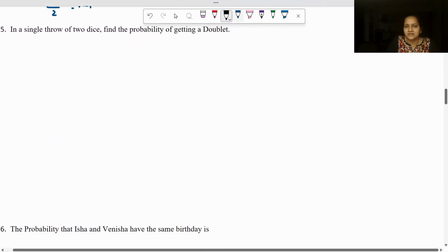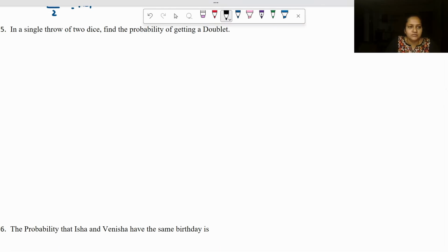Next is another question, a very simple one. We are told in a single throw of 2 dice, the probability of getting a doublet. In a single throw of 2 dice means 2 dice are being rolled out. When 2 dice are rolled, how many outcomes do we have?